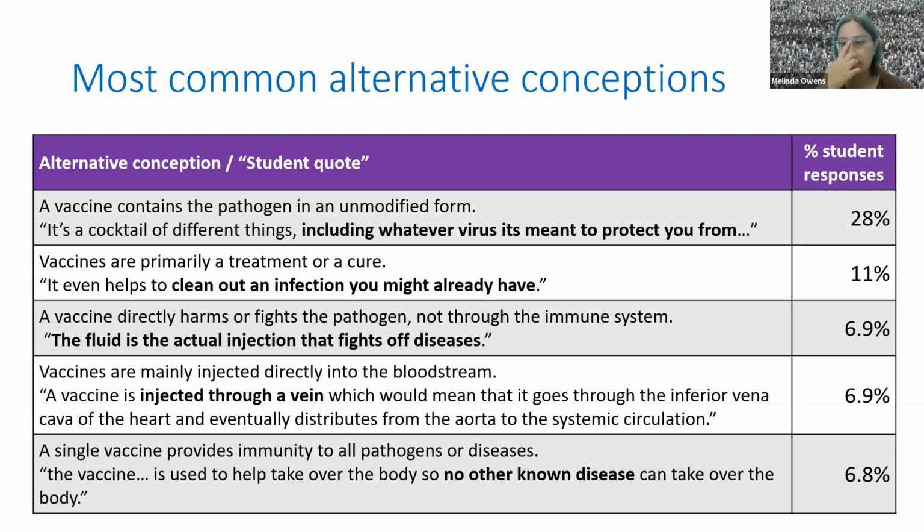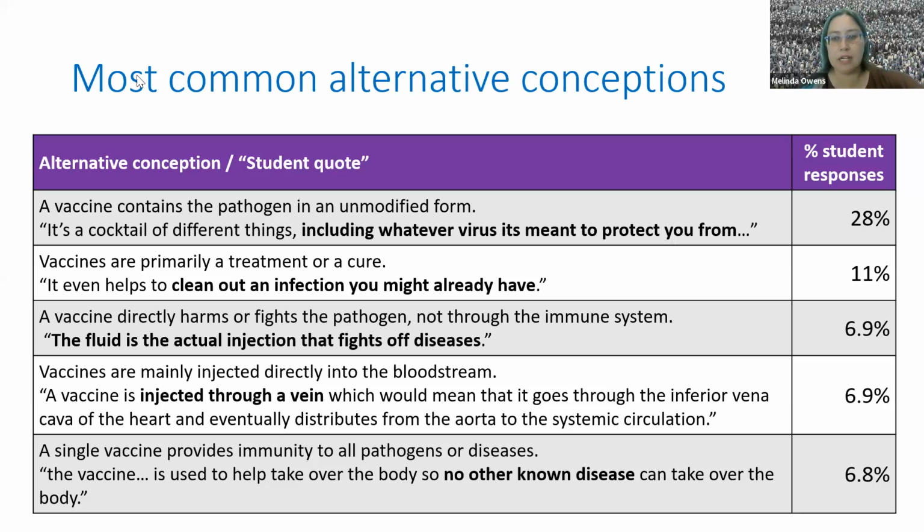And then we also tallied up alternative conceptions, and to my surprise, we weren't getting a lot of the weird things that are online, or the things that make people angry online. You know, the most common misconception we found is the one that that first student had, that the vaccines contain the pathogen in unmodified form. So a lot of students said stuff like, oh, it's a cocktail of different things, including whatever virus it's meant to protect you from, like the virus. That was by far the most common.